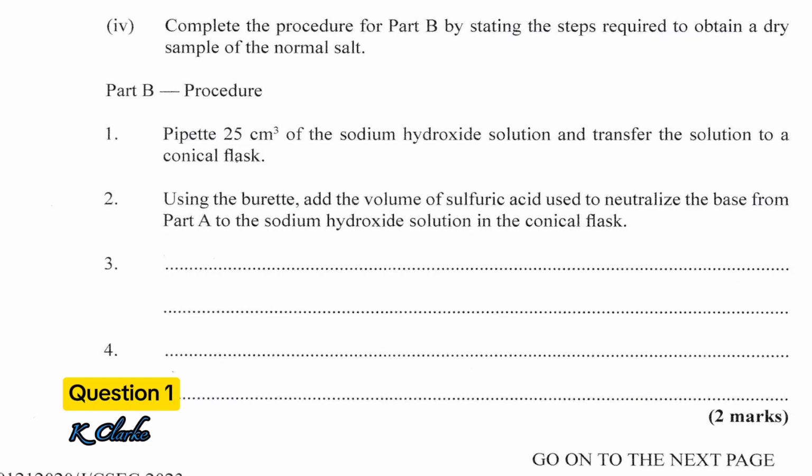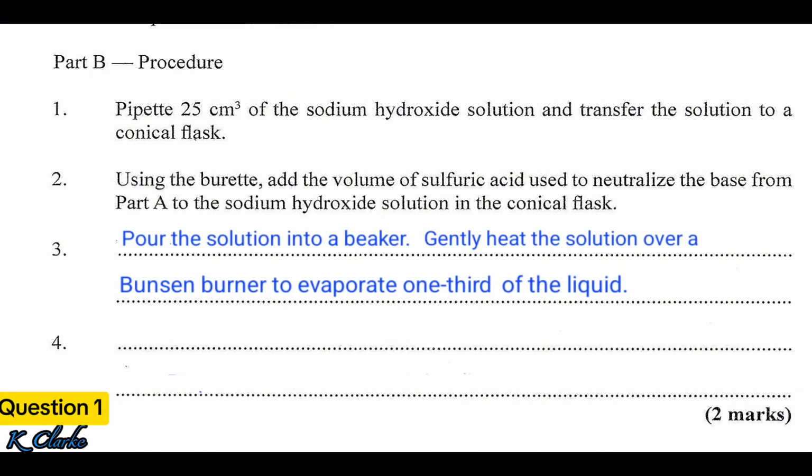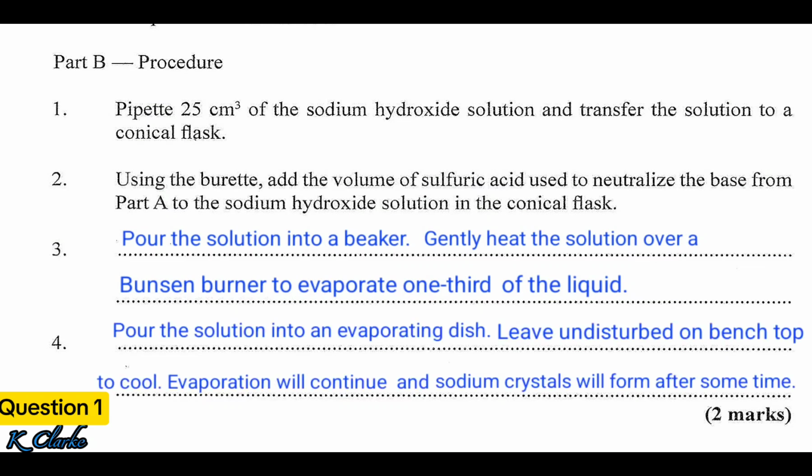Step 3 would be pour the solution into a beaker, gently heat the solution over a Bunsen burner to evaporate 1/3 of the liquid. Step 4. Pour the solution into an evaporating dish. Leave undisturbed on a bench top to cool. Evaporation will continue and sodium sulfate crystals will form after some time.